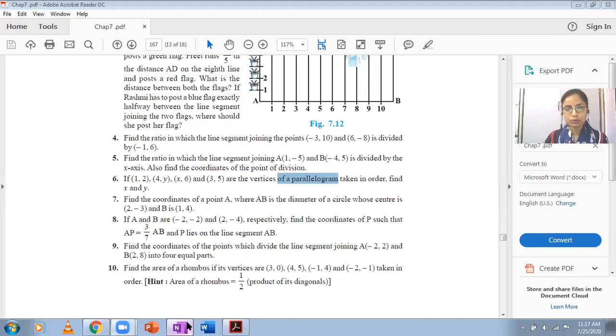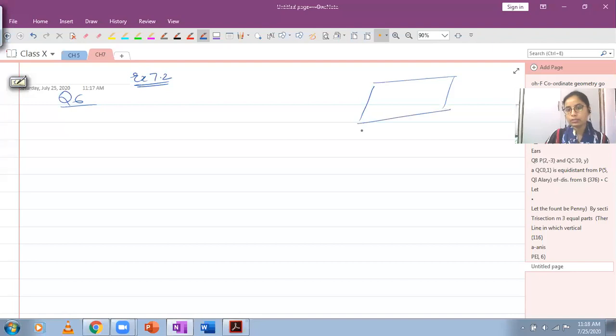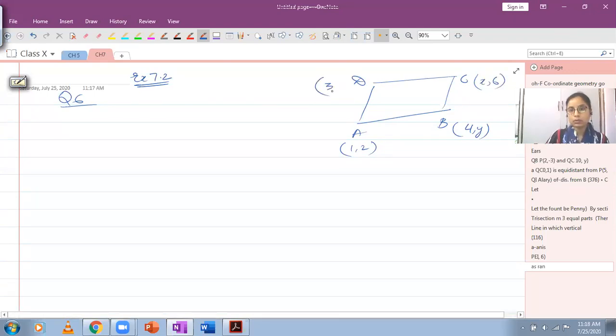If you want, we can just draw a rough sketch here. Let's just draw a rough sketch. This is question number 6 of the exercise. So let's just quickly draw a parallelogram and then you can just mark the coordinates. So we have A as 1, 2, B as 4, Y, then C is X comma 6, and D is 3, 5. So ABCD is a parallelogram.